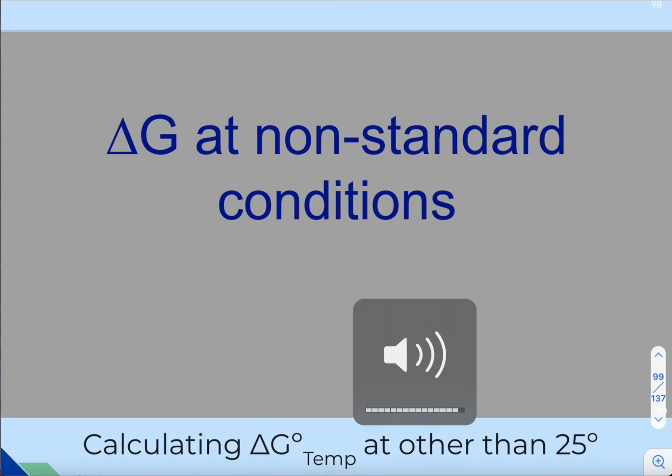Here we're talking about delta G and favorability. What we talked about last time was standard conditions, and now we're going to talk about what to do when we're not at standard conditions. So standard conditions would be 25 degrees Celsius, 298 Kelvin, and 1 atmosphere.